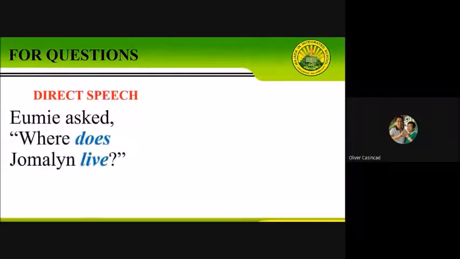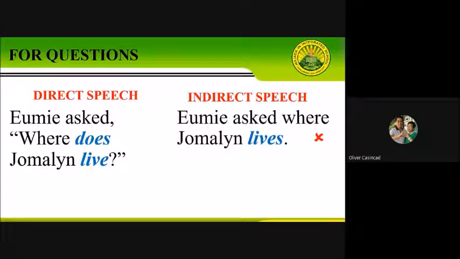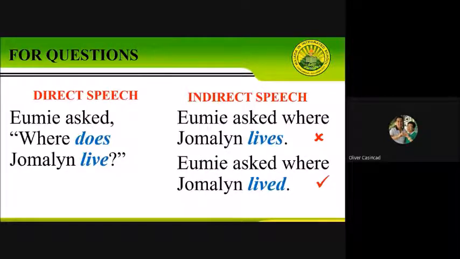Another example. Yumi asked, "Where does Jomalyn live?" So you have there does live. It's in the present tense because of the word does. So you have there, "Yumi asked where Jomalyn lives." That's wrong. Still, lives is in the present tense, so there's no change. If we're going to change present tense of direct speech to indirect speech, we are going to use the past tense. So what do you think is the past tense? You have there, Yumi asked where Jomalyn lived, because the past tense of does live is lived.